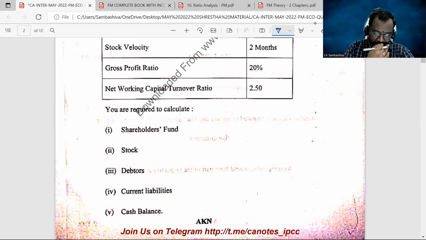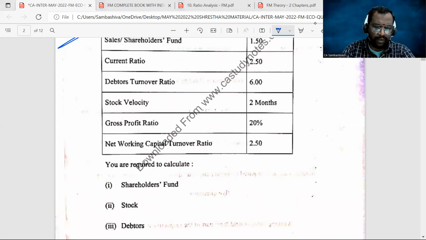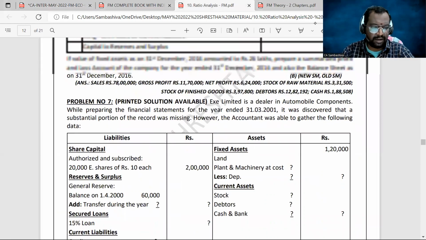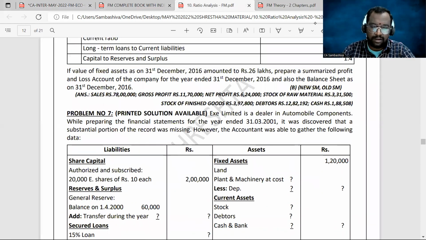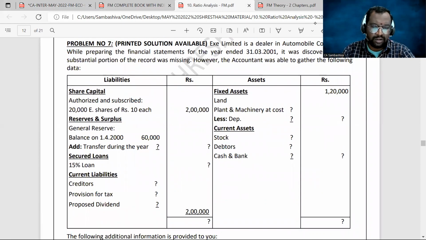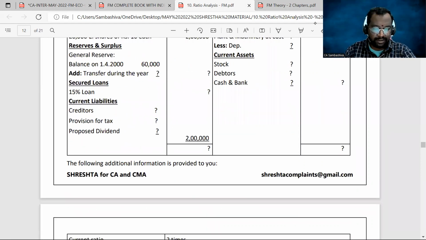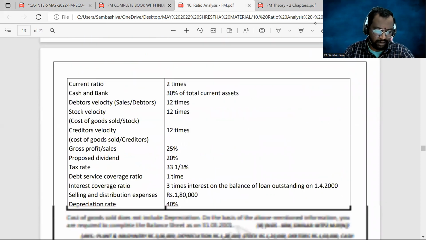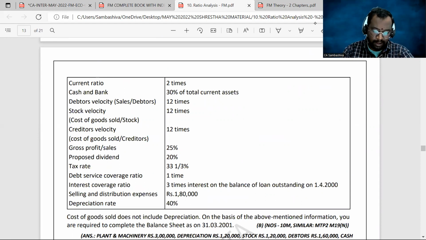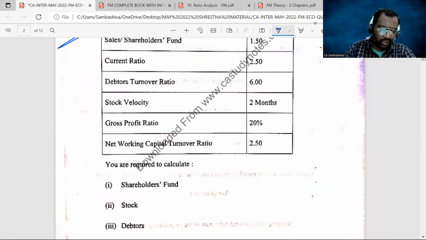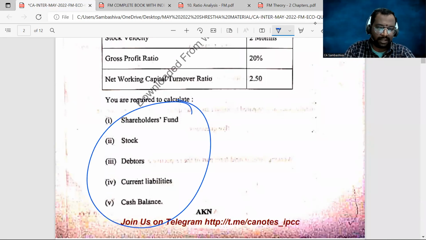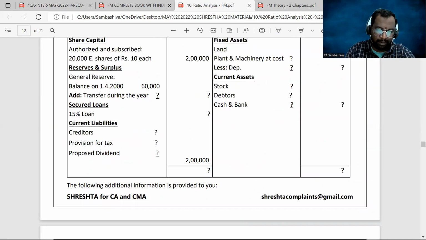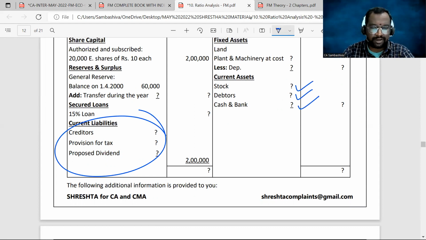Clear now? This ratio analysis problem, we have discussed a similar problem in our regular classes. This is our ratios analysis chapter material. You can see here, it is similar to problem number 7, ratios analysis, which we have discussed in our regular classes. Here also you are provided with similar information, and finally you are asked to find the shareholders' funds, stock, debtors, current liabilities and cash balance. The same questions we have done here: current liabilities, stock, debtors, cash.